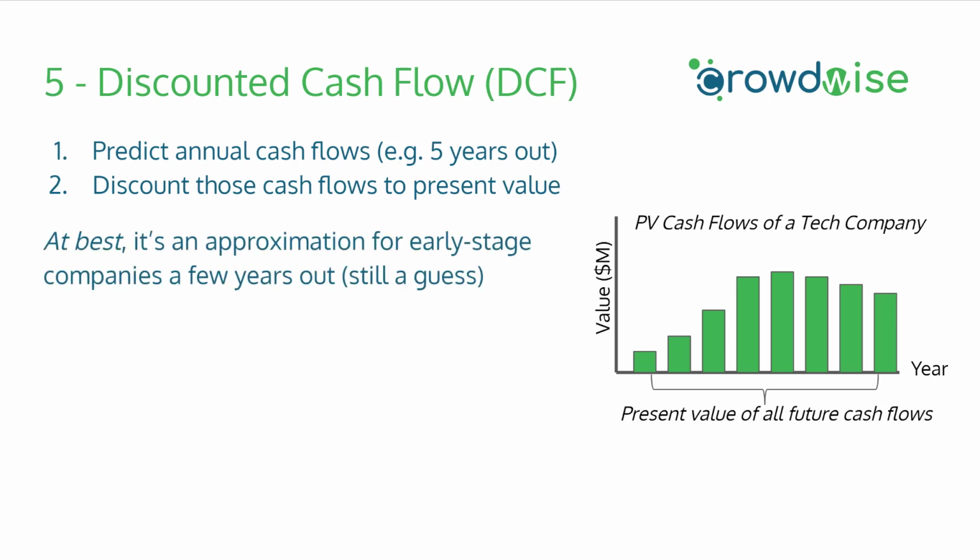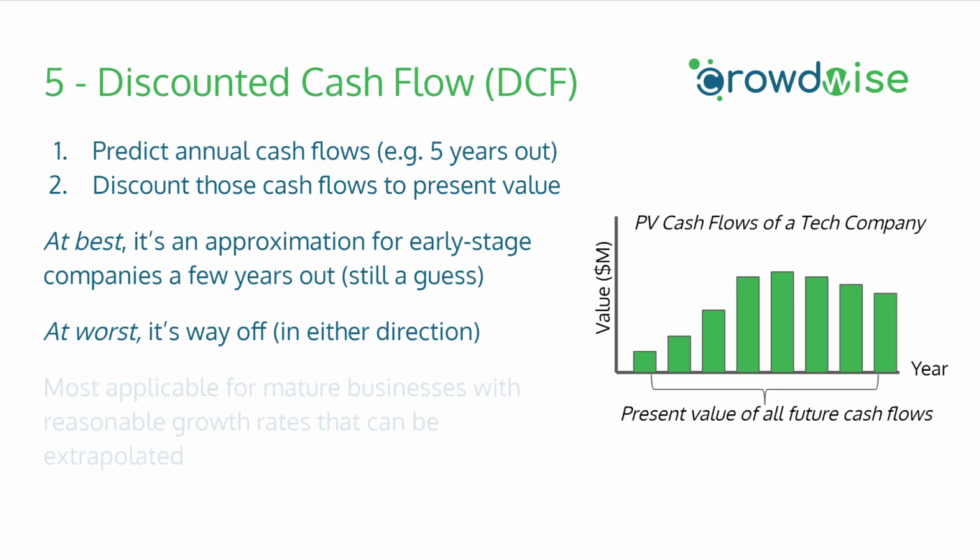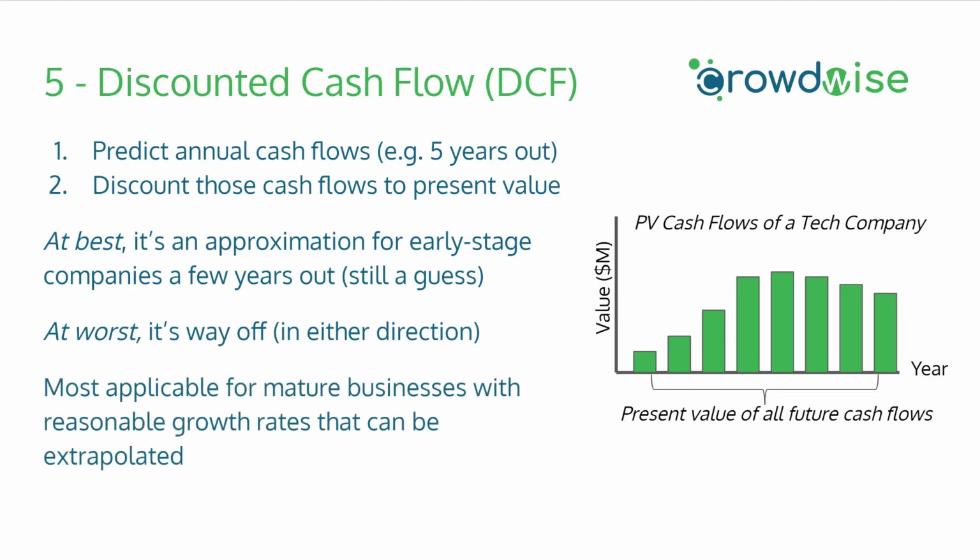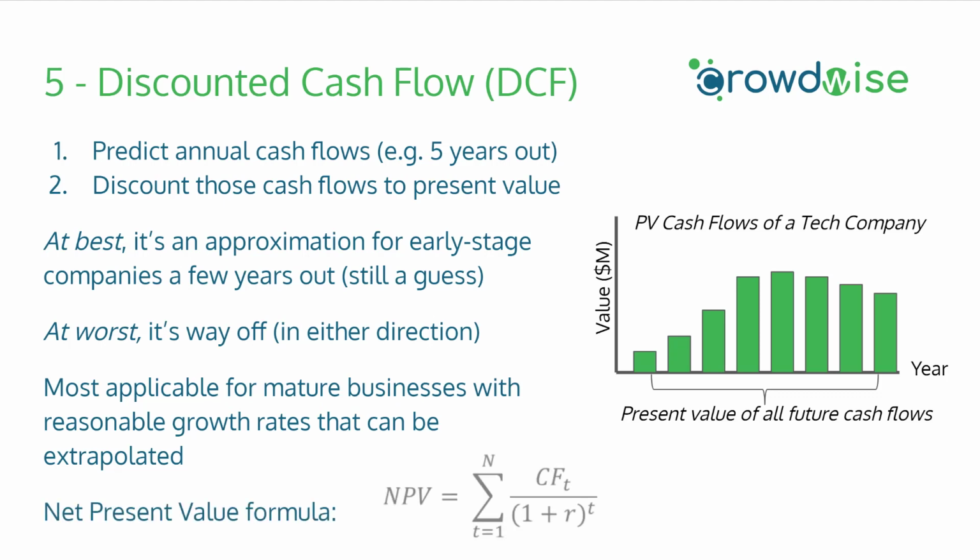Because of this, especially for early stage businesses, at best it's an approximation, but at worst you're going to be way off in one direction or the other. Because of this, it's most applicable for mature businesses with reasonable growth rates that can be extrapolated into the future. The net present value formula is given as shown here. It's the summation of the cash flow in a given year T divided by 1 plus the interest rate raised to that year T.